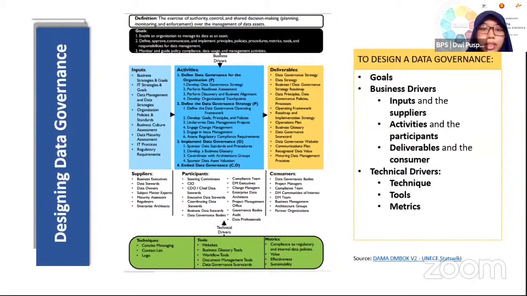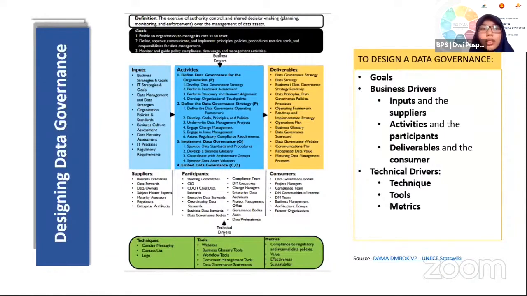And then after we define the data governance for the organizations, we can define the data governance strategy. We can define which framework we want to adopt, which one we want to use, and how we're going to modify that to suit our needs. And basically that's the main point of the second activity. But in detail, you can see the first point is define the data governance operating framework, develop goals, principles, and policies, and underwrite data management projects, engage in change and issue management, as we have talked about before, and finally assess regulatory compliance requirements.